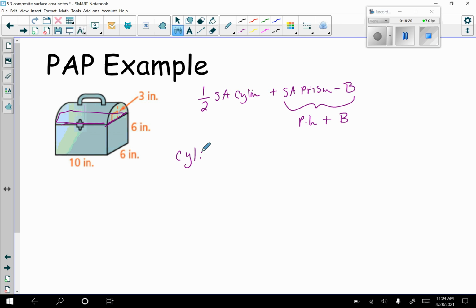Cylinder. Okay, cylinder is 2 pi r h plus 2 times pi r squared.